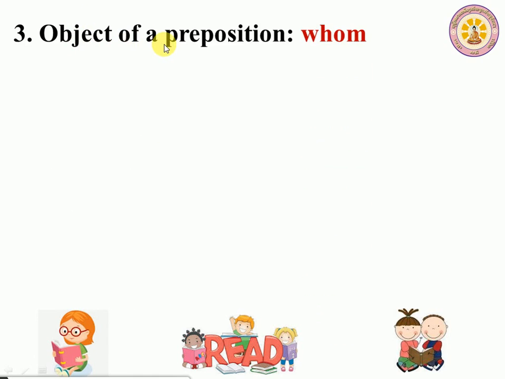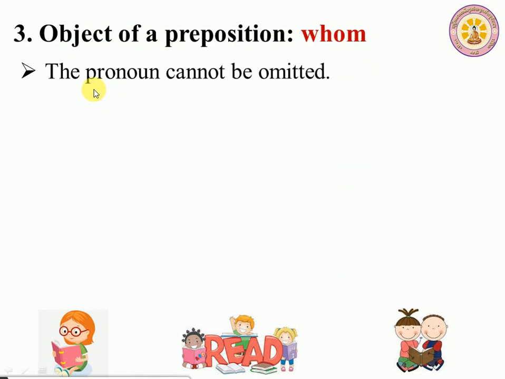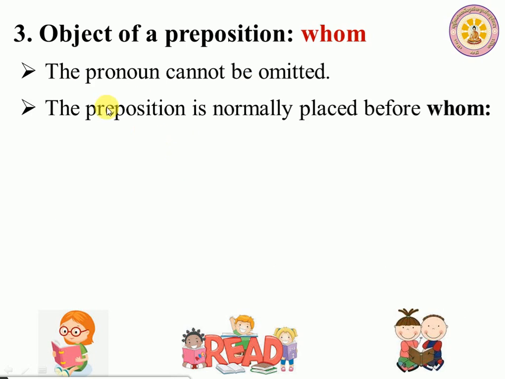Object pronoun, object of a preposition: whom. We use whom as an object of a preposition. The pronoun cannot be omitted. When the pronoun is the object of the preposition, it cannot be omitted. The preposition is normally placed before whom. So this is very grammatical.